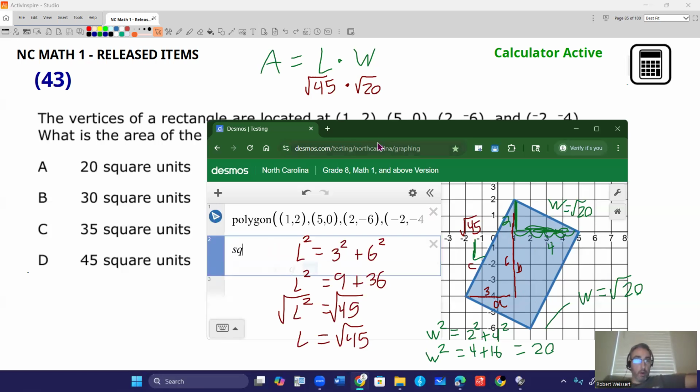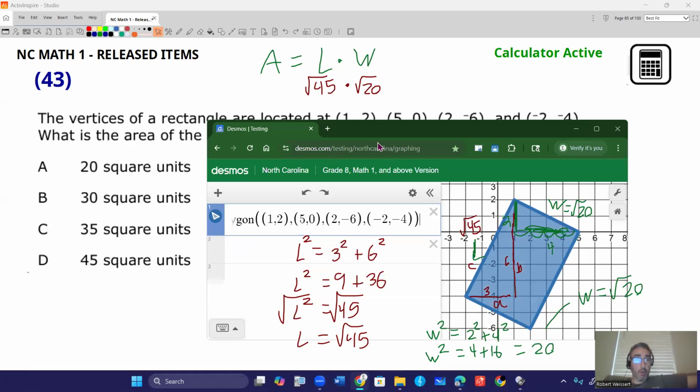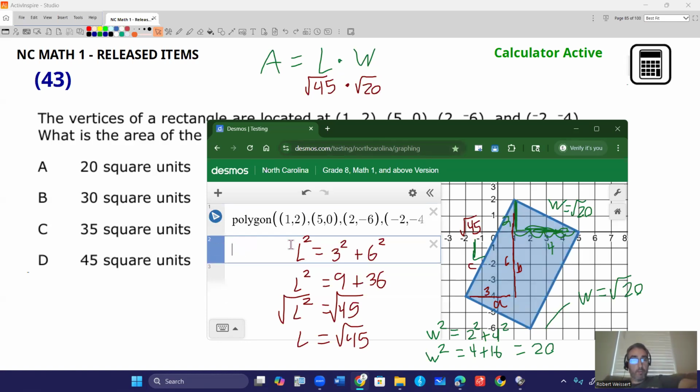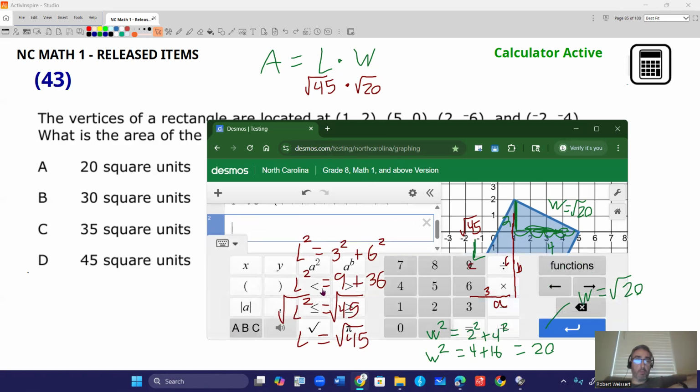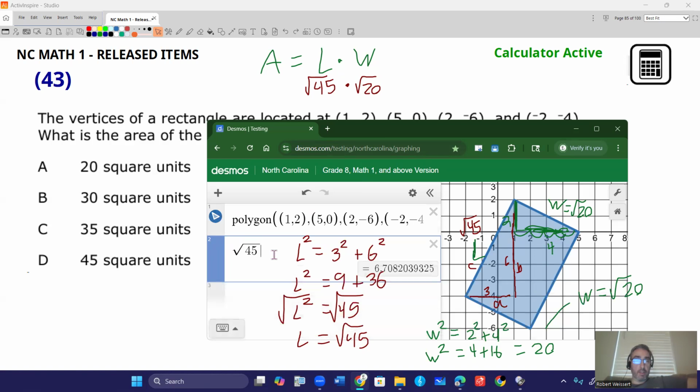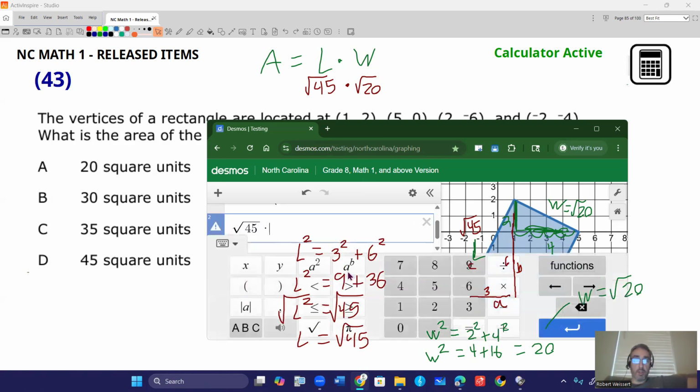So I'm going to do the square root, SQRT, square root, again, SQRT. Did you know you could do that? Or you could go into here and do the square root symbol, if I can find it underneath all this stuff. So square root is right here, 45, which is about 6.708. And then you multiply, Shift 8, or you can go into your times symbol right there. And then you do the square root of 20. And that does give you 30.